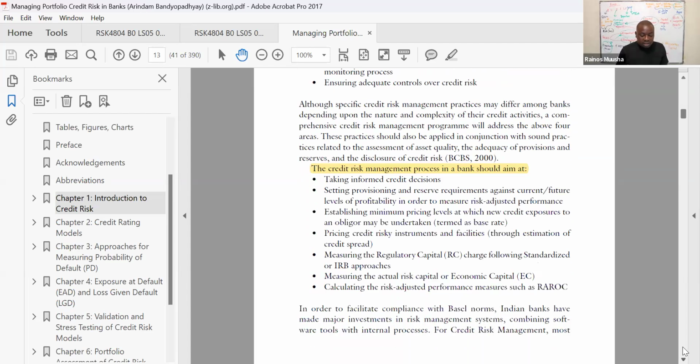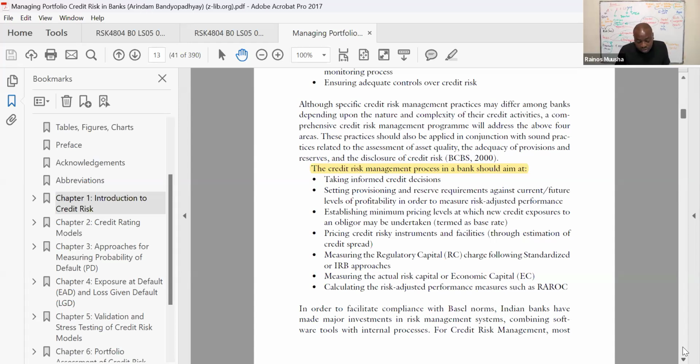And then lastly, they say the credit risk management process in a bank should aim at taking informed credit decisions, setting provisioning and reserve requirements against current or future levels of profitability in order to measure risk-adjusted performance, establish minimum pricing levels at which new credit exposures to an obligor may be undertaken, which is termed as base rate, pricing credit risk in instruments and facilities through estimation of credit spread, measuring the regulatory capital charge following standardized IRB or IRB approaches.